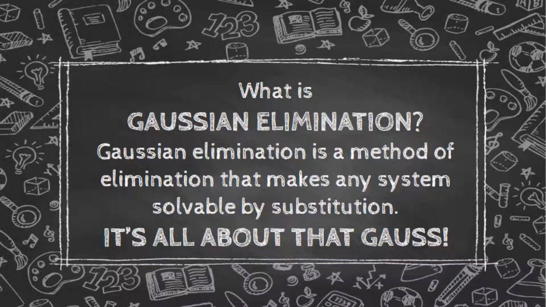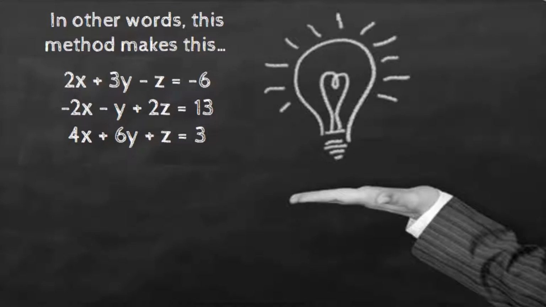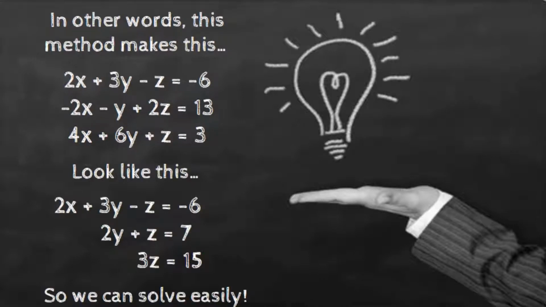We interrupt this musical mathematical video to bring you some examples of Gaussian elimination. If Gaussian elimination is a method of elimination that makes any system solvable by substitution, then that means that it must make this system, what is called a 3x3, 3 variables and 3 equations, look like this. There's still 3 variables and 3 equations, but you can tell that it is simpler and it is in the form that you already know how to solve.